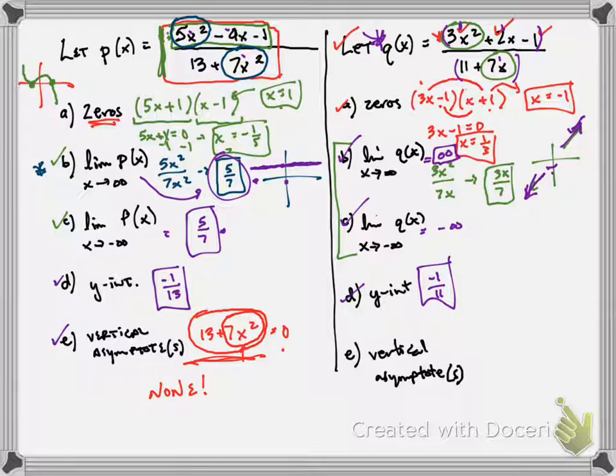Last but not least, vertical asymptotes. If you have a rational function, which is a polynomial divided by a polynomial, you set your denominator to 0. So 11 plus 7x is equal to 0. I'll subtract 11. I'll divide by 7. And I have a vertical asymptote in this case at negative 11 over 7. Double check, graph the function, you will find that at negative 11 over 7, this thing is going to have a vertical asymptote. All right, that's all I've got.